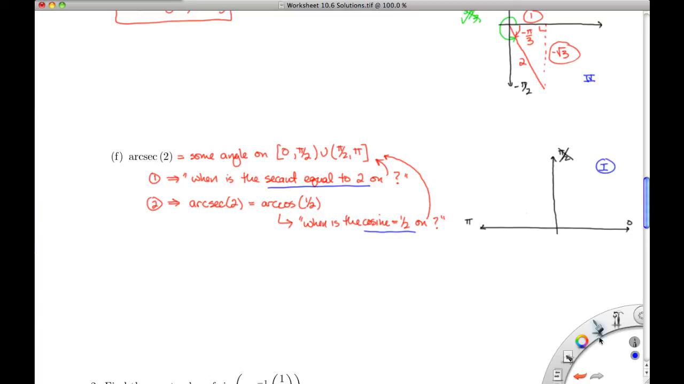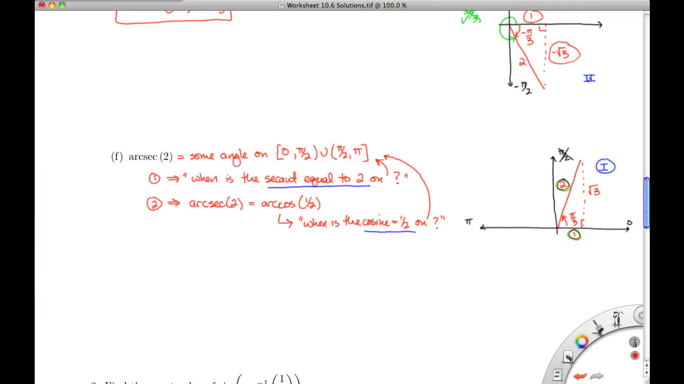And if we were to draw a reference triangle using a 60-degree or pi over 3 reference angle and set this up, we've got 2, 1, square root of 3. So again, however you want to think about it, cosine is the ratio between the adjacent side and the hypotenuse. There's our 1/2. Or the secant is the ratio between the hypotenuse and the adjacent side, which would still give us 2. So it's the answer to either of these.